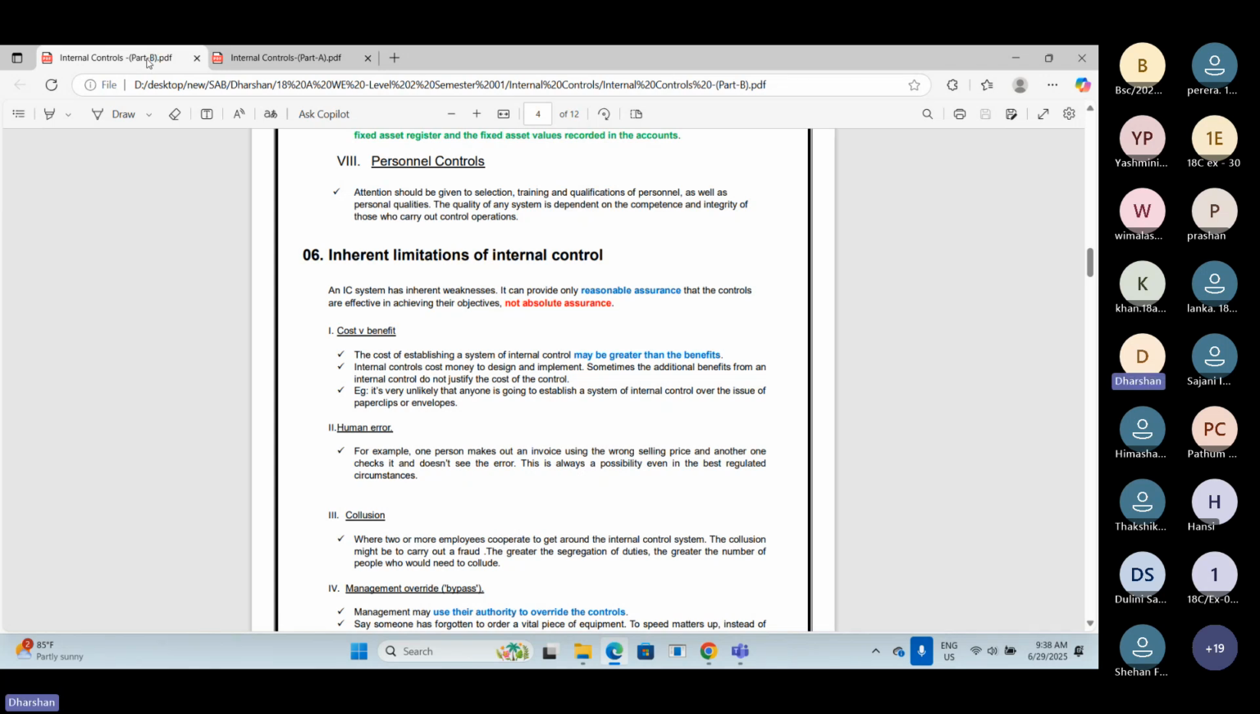The answer is they won't consider the small processes because cost is higher than the benefit. So there is no point in incurring cost to implement controls for small processes. Clear? So they won't implement controls for small processes.